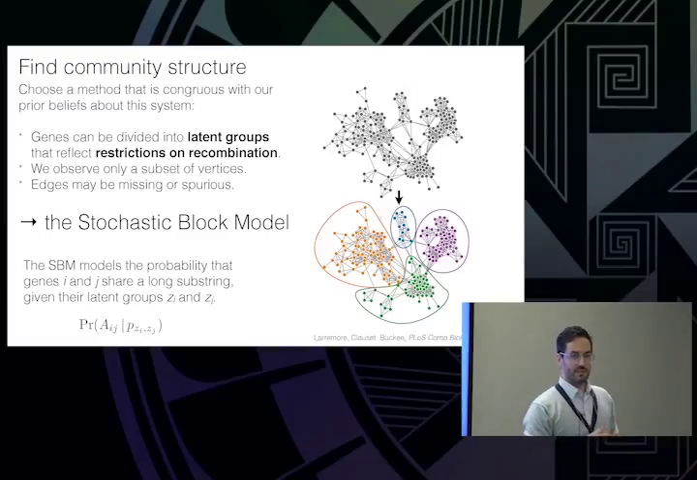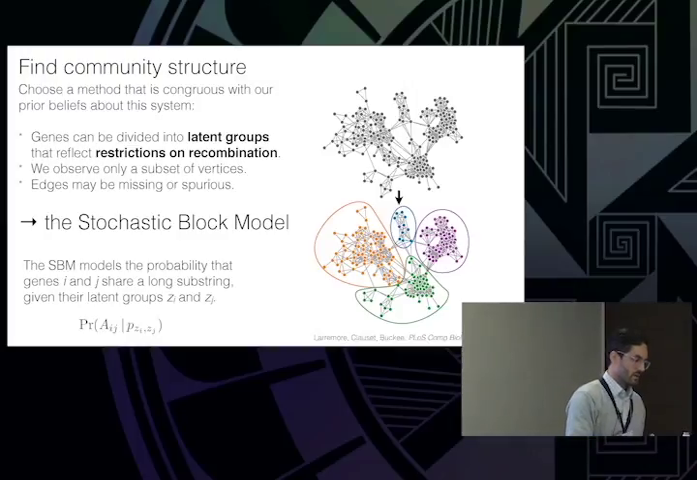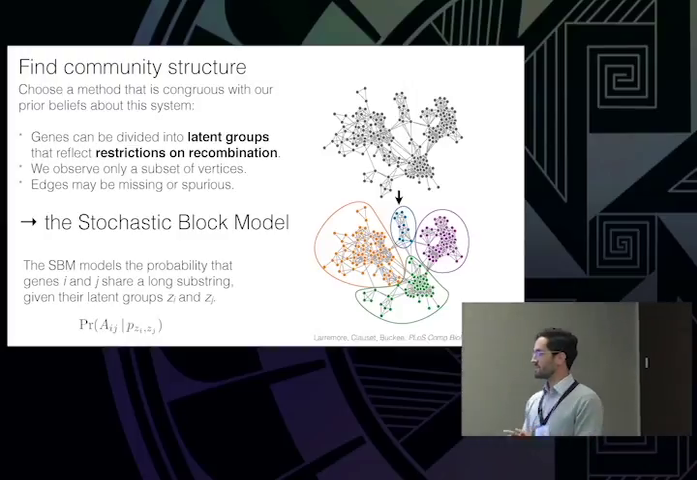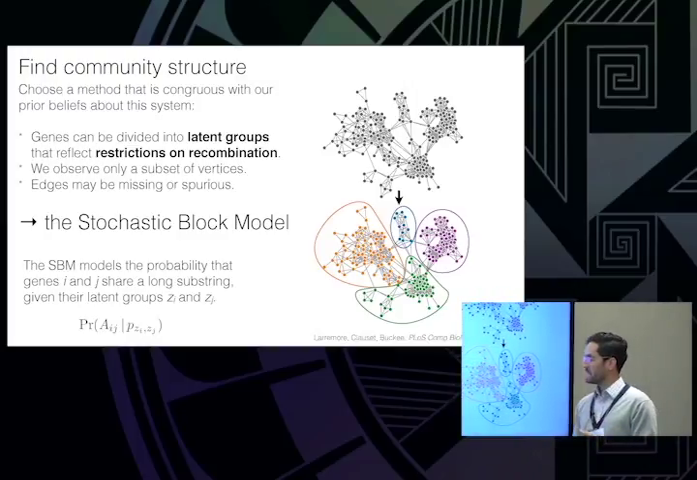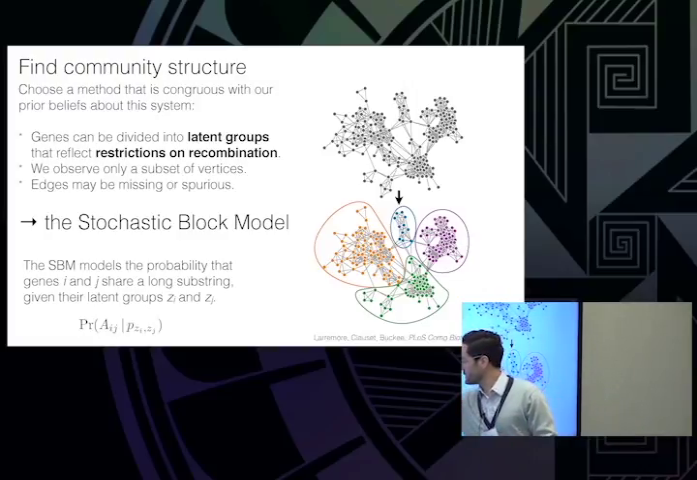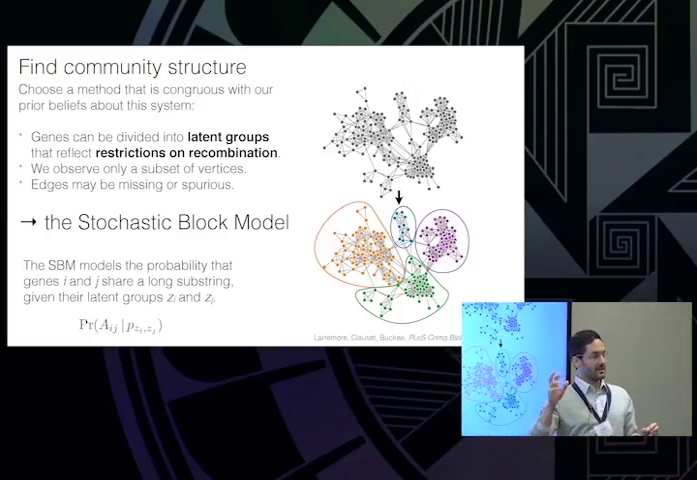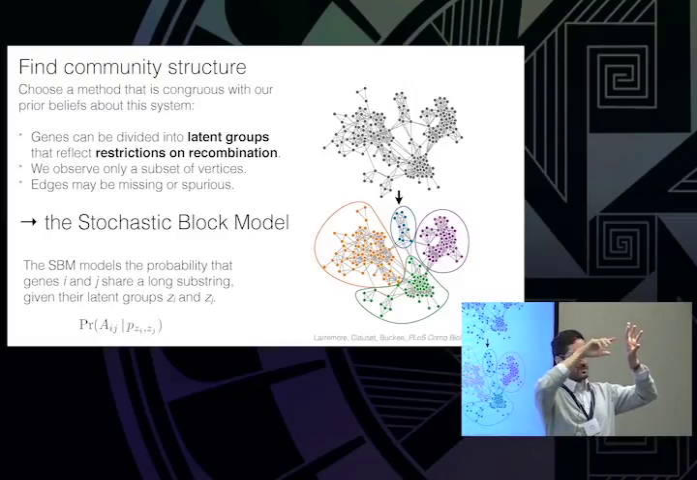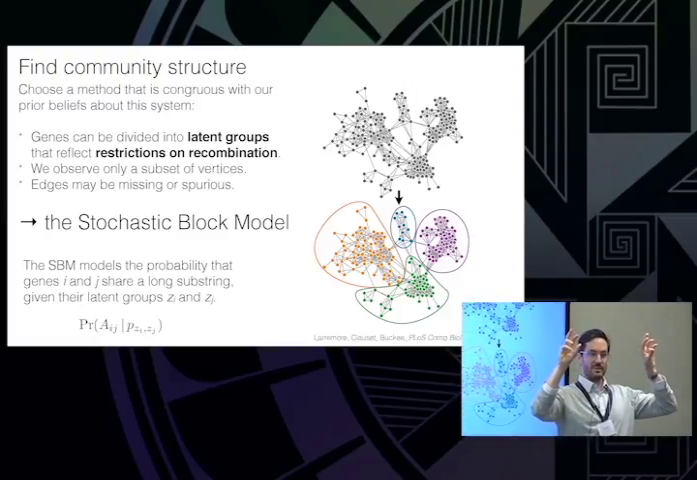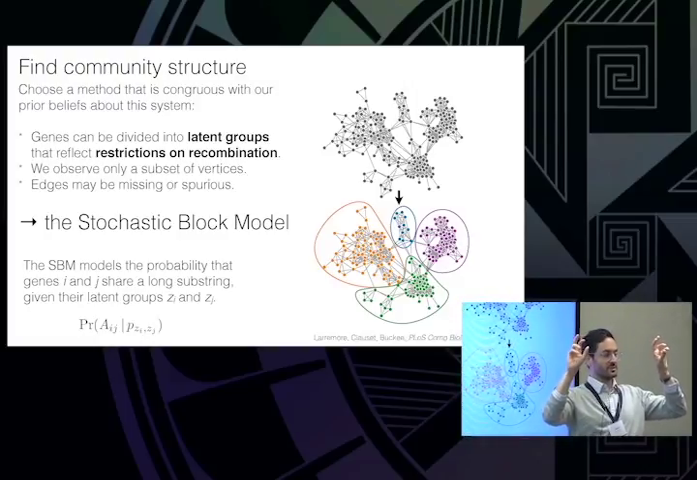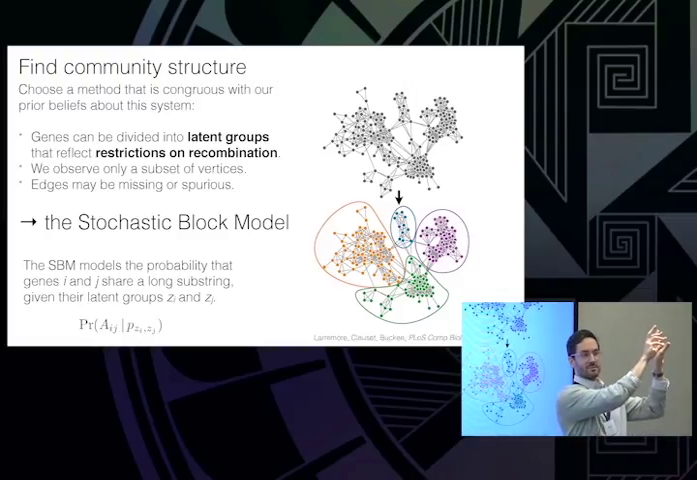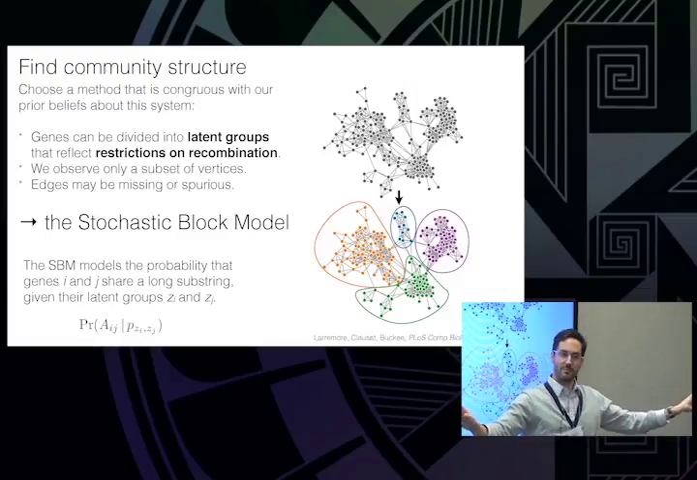This could be due to sequencing errors. This could be due to the fact that we're imposing a threshold. So what we're going to use for community detection is something called the stochastic block model. The stochastic block model, or SBM, just models the probability that gene I and gene J share a substring. It says that probability is only determined by the groups to which they belong. So if I and J are in the same group, we're going to have some probability they connect. If they're in different groups, we're going to have a different probability they connect.